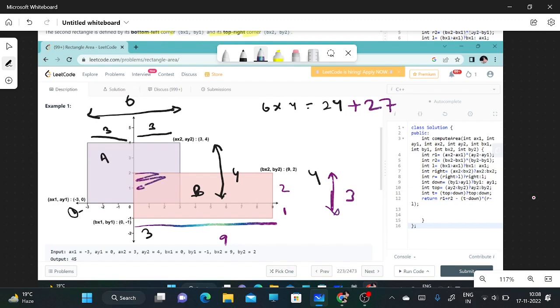But this area we have covered twice, so we need to subtract the area of this rectangle. The length of this rectangle is 3 and the height of this rectangle is 2, so we will subtract 6. So it will be 24 plus 27 minus 6, which is 45. We need to return 45, right?